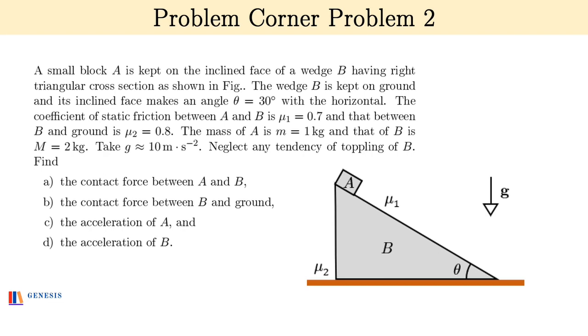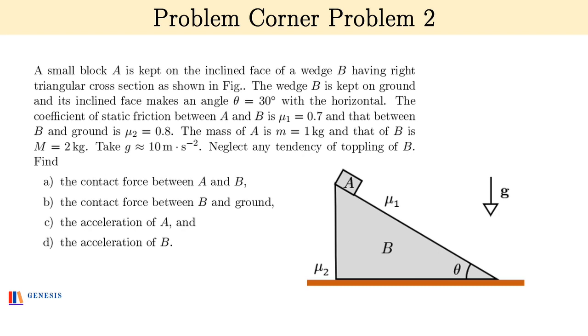A small block A is kept on the inclined face of a wedge B having right triangular cross-section as shown in the figure. The wedge B is kept on the ground and its inclined face makes an angle theta equal to 30 degrees with the horizontal. The coefficient of static friction between A and B is mu1, which is 0.7, and that between B and ground is mu2, which is 0.8.